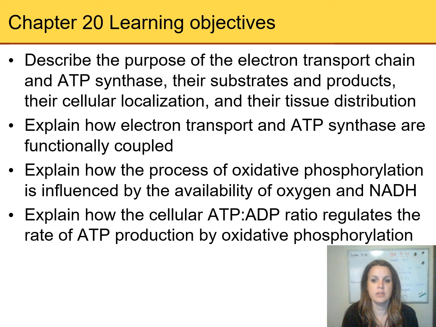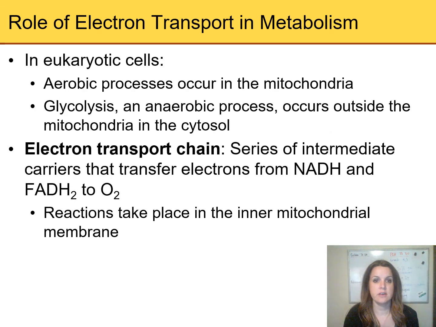Now, we're only covering the electron transport chain. We're going to get into oxidative phosphorylation in the next lecture, but you need to know these overall objectives for chapter 20. In eukaryotic cells, aerobic processes are going to occur in the mitochondria. Glycolysis is considered an anaerobic process, and so it's going to occur in the cytosol.